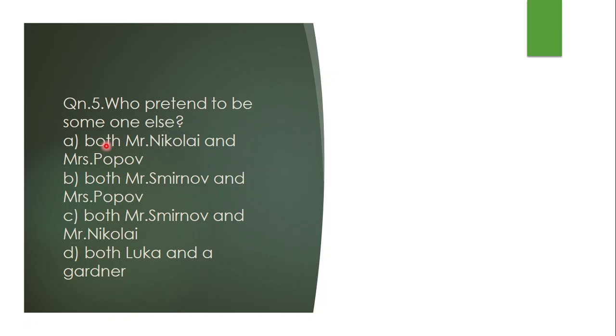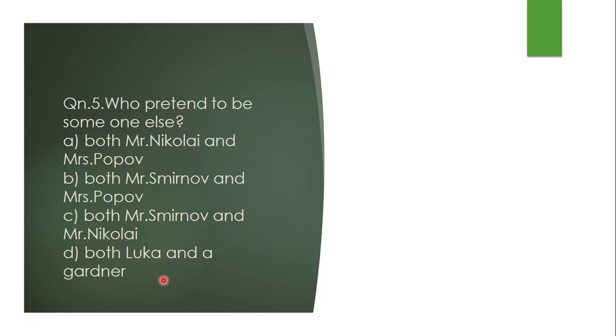Fifth question: who pretends to be someone else? The characters here are genuinely something inside and outwardly something else. Inner and outer are not the same. Who are they? A. Both Mr. Nikolai and Mrs. Popov, B. both Mr. Smirnov and Mrs. Popov, C. both Mr. Smirnov and Mr. Nikolai, D. both Luca and the gardener.